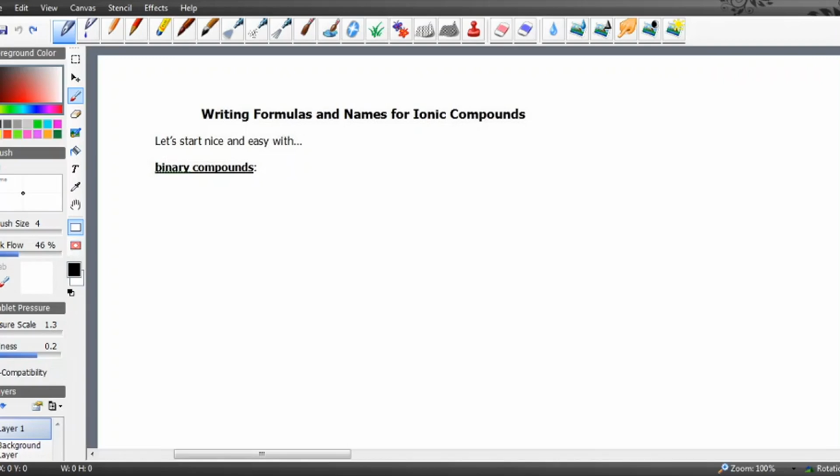Okay, you guys, let's get to writing formulas for ionic compounds without having to draw out Lewis dot diagrams for them. So you're going to need your periodic tables handy, and you need to remember what we learned about how to predict the ionic charge of different elements. Okay, so we're going to start with binary compounds. Binary compounds are really simple. They are composed of only two elements.